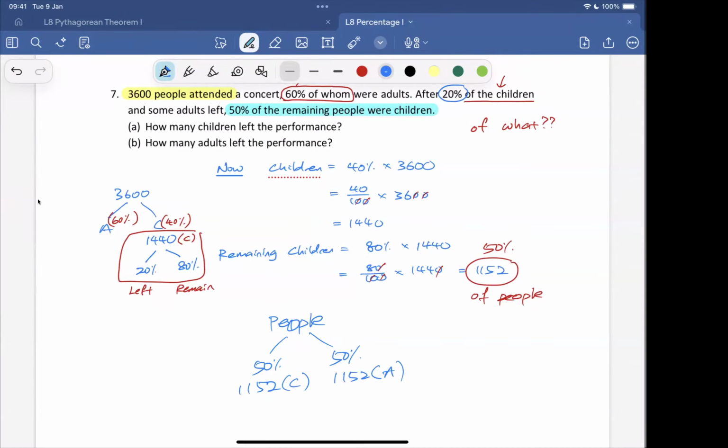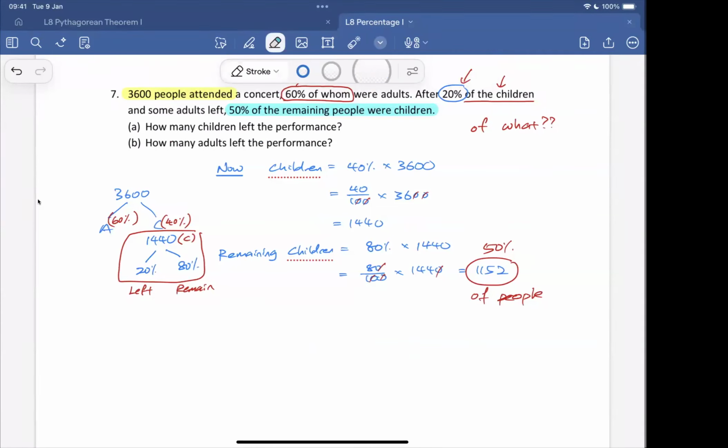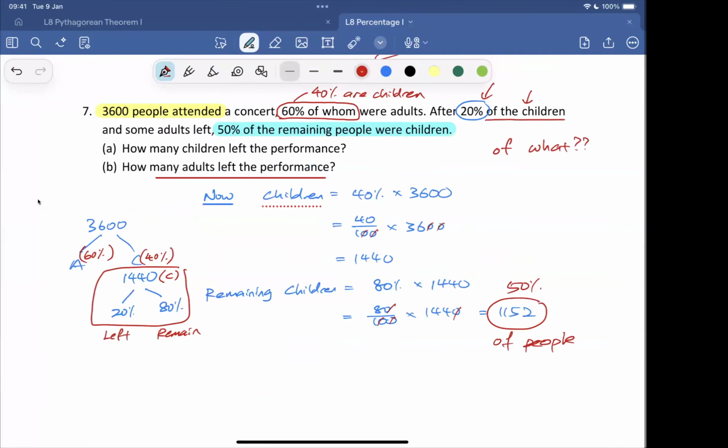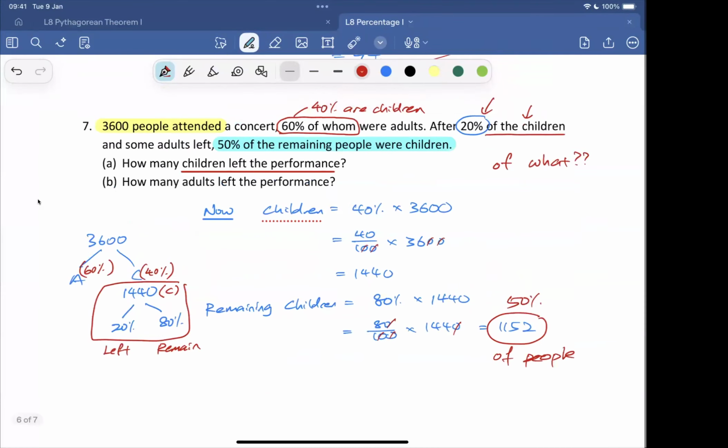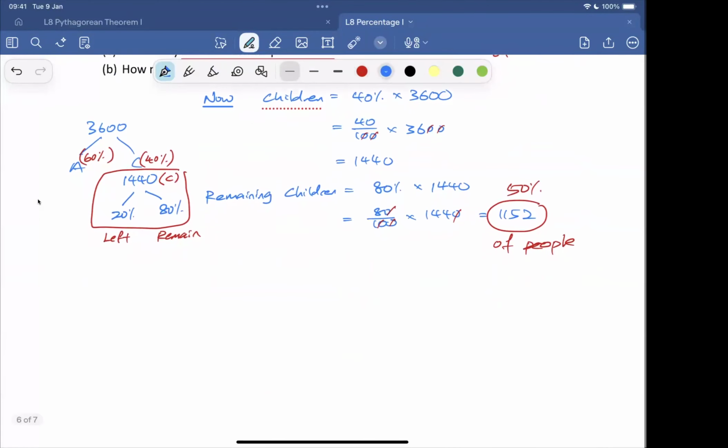Wait, so we know how much is left, right? So can we subtract the remaining from the total to find the adults that left? Yes. How many adults left the performance? Hey, wait. We haven't answered the question. Let's answer the question. How many children left the performance? 20%. We solved for the remaining. Now let's do the same thing for those who left. Okay, so 20% times 1440.